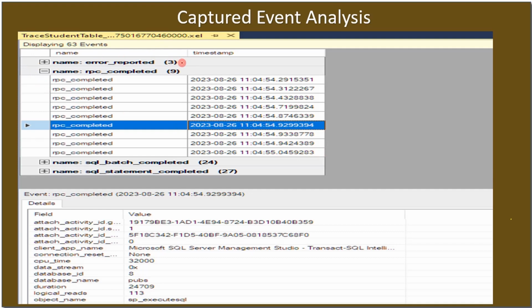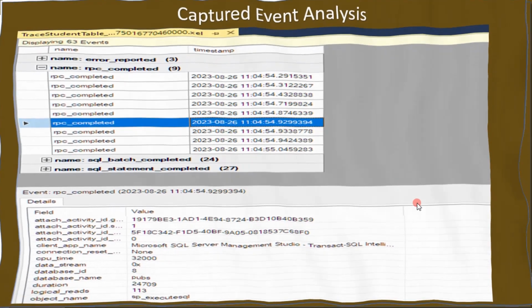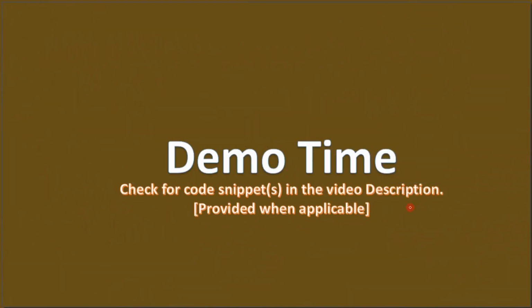grouping the content. This is a reported error, and this one is RPC completed, batch completed, and statement completed. Likewise, you can group the database event, and you can review the content based on the timestamp. There is also some filtering technique available. Instead of seeing that here in the offline screen, let's directly go to the demo and start analyzing our captured event file. Event file in the sense extended event file.